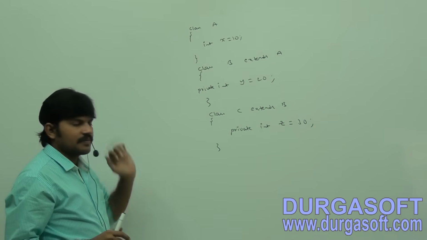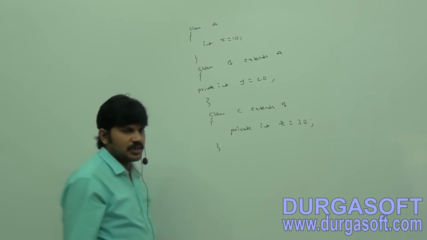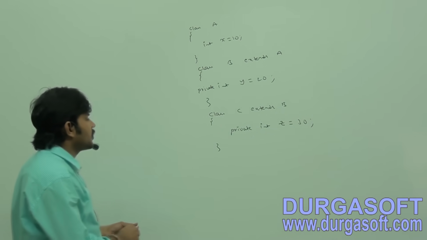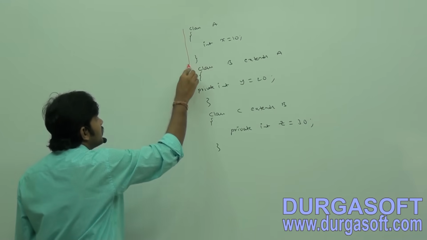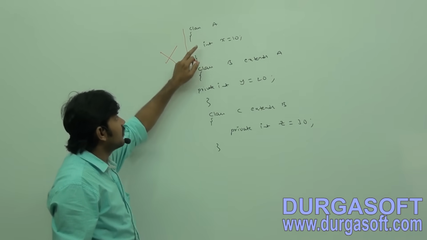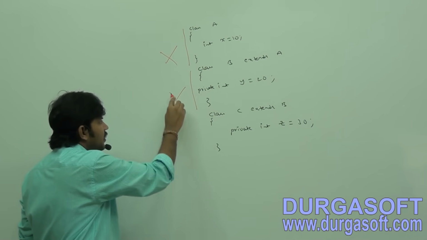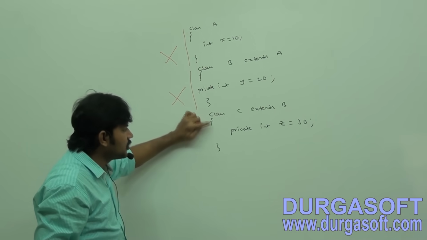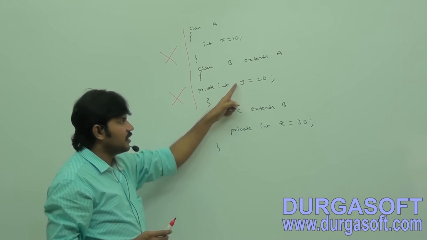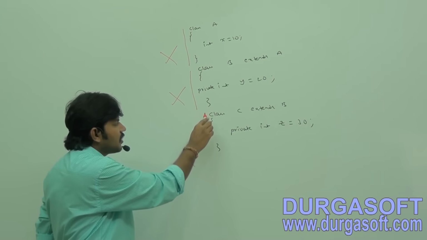So first one, second, third. Can you tell among these which classes are tightly encapsulated and which are not? First one is no. Second one? No, because it is the child of A, and non-private data is available by default. That's why not tightly encapsulated. What about this one? No, because this non-private data is available here by default. That's why this one is no.